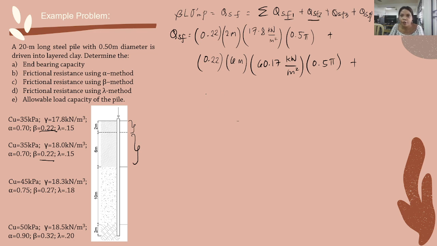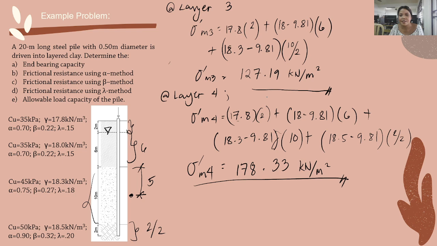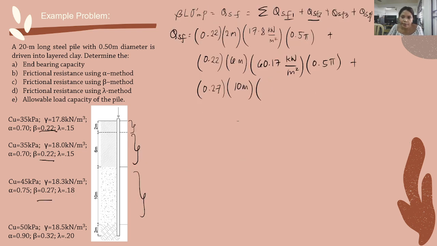Next, the third one is going to be beta 0.27 yung given. Ang kanyang layer is 10 meters. Ang kanyang effective stress is 127.19 kilonewton per square meter. And then, pareho lang din sila ng circumference kasi hindi naman nagbabago yung cross-section.